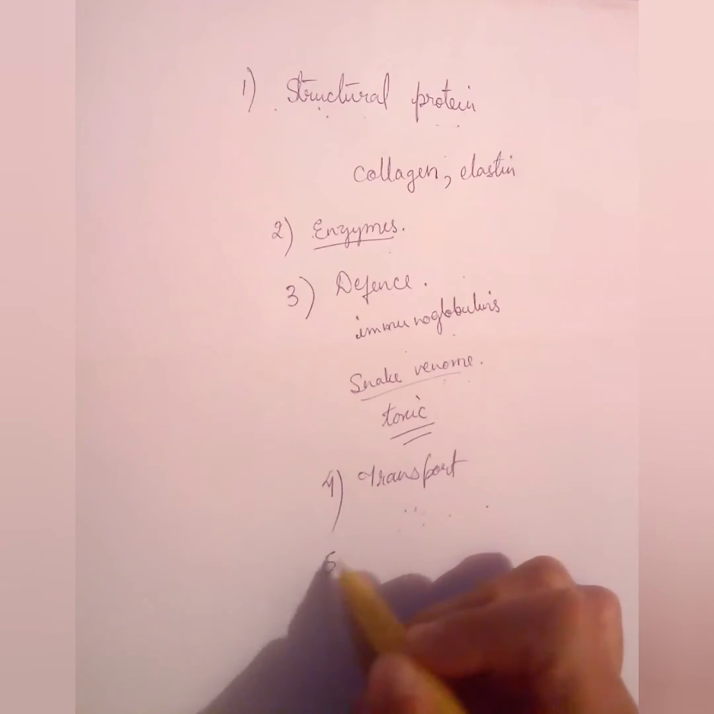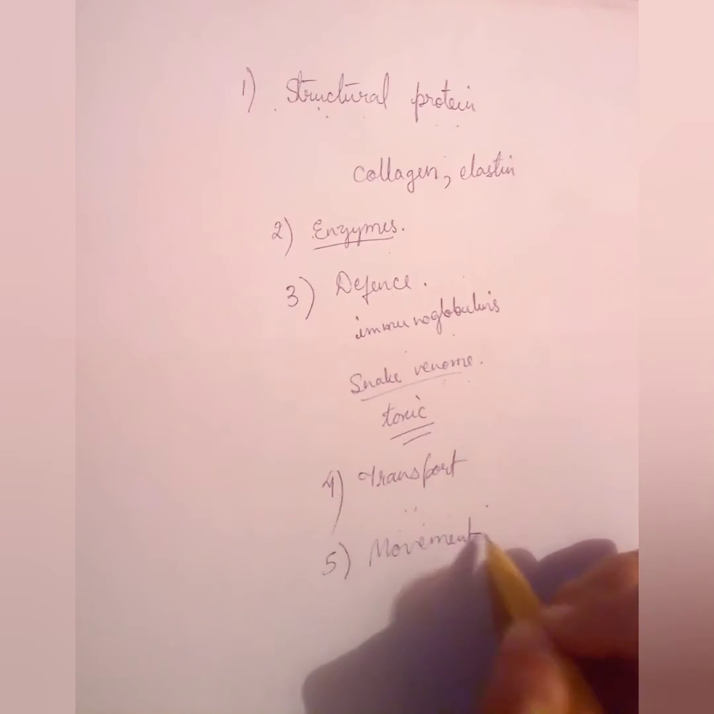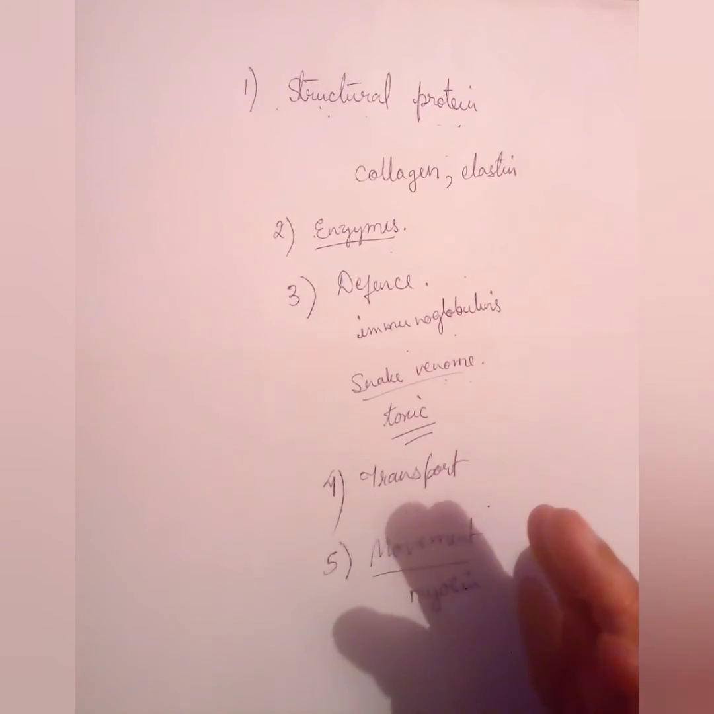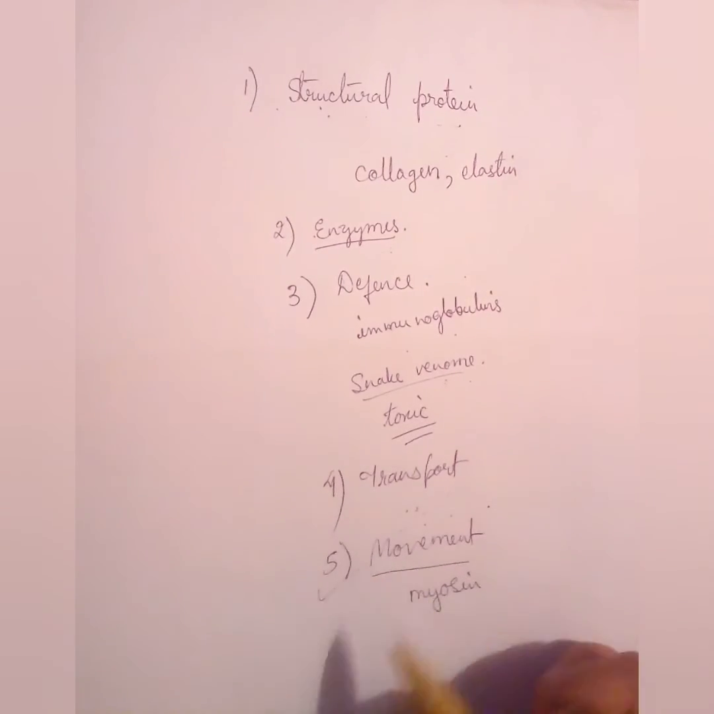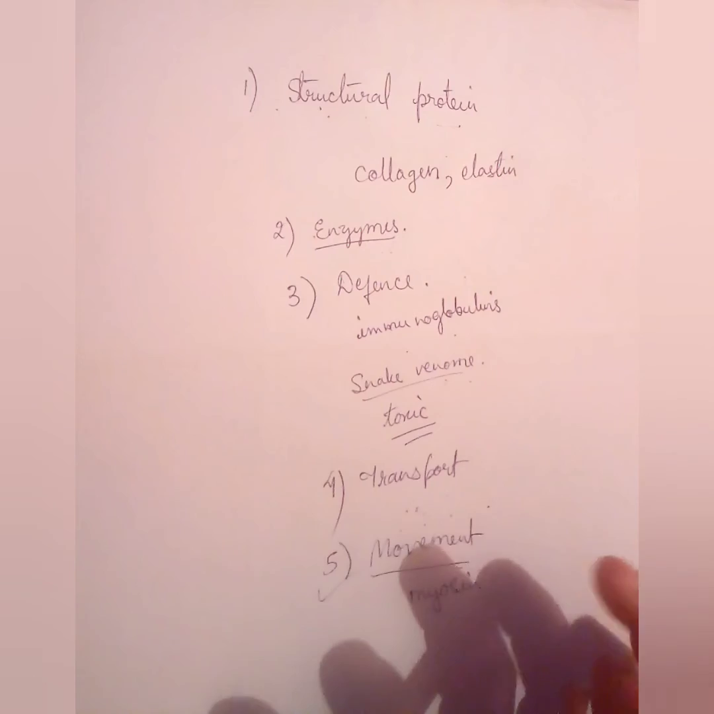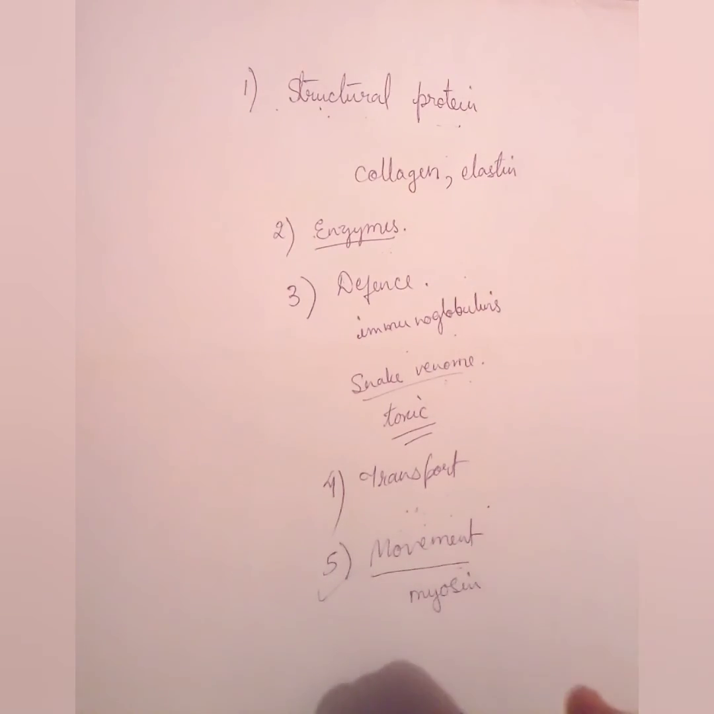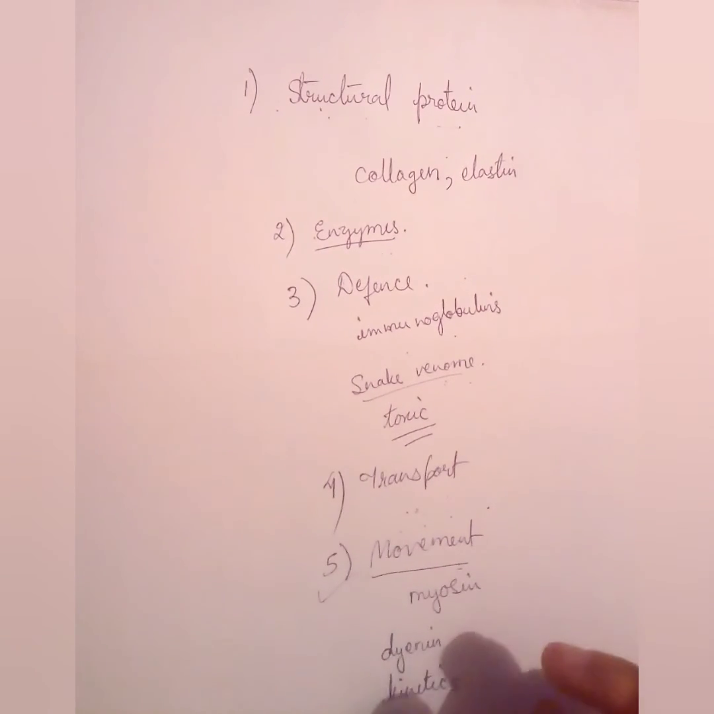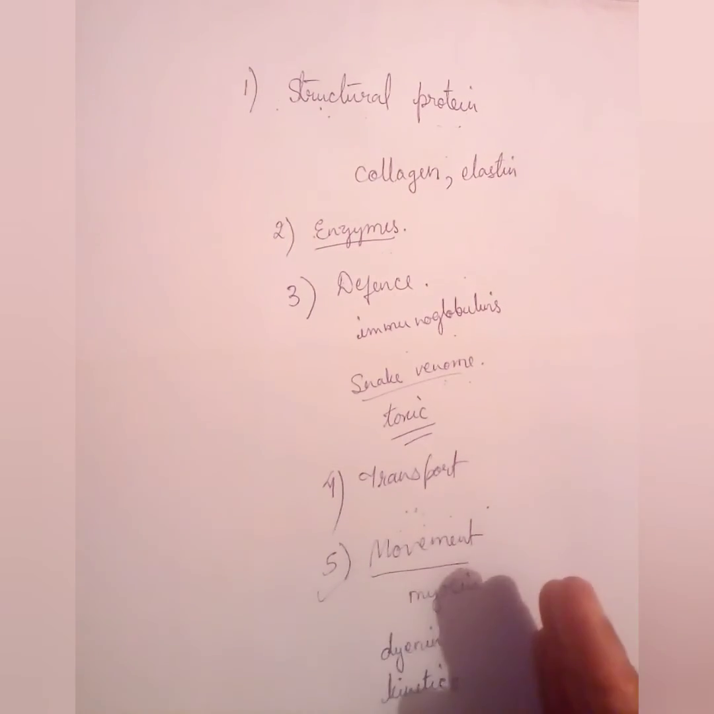And another important function we have is movement. For example, muscle proteins, such as myosin, and several others are involved in movement. For example, myosin, by expansion or contraction of the muscle, makes the organs move. Another example is dynein and kinesin, etc. These protein molecules function in intracellular movements.